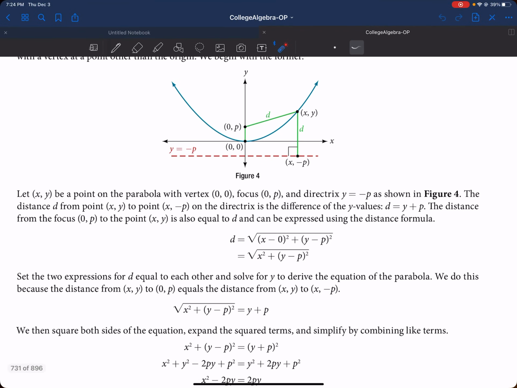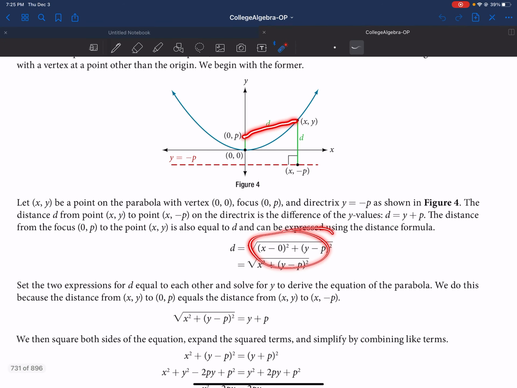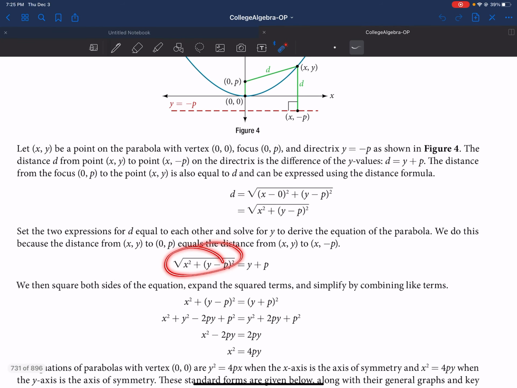So if you look in here, we're now using the point (0, p) and (x, y), so we're using this point and this point. The distance formula: x2 minus x1 squared plus y2 minus y1 squared. x minus nothing is just x, so it's just some cleanup right here. Now we know what it should be on the other side, so this distance here is like that distance. I'm just saying those two distances need to be equal. Once you have that, square both sides, and you can work it out from here.